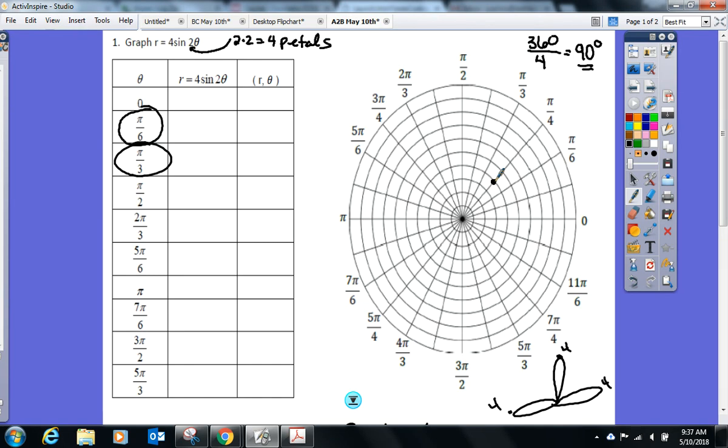What are we typing in here? Pi over 6 is what in degrees if you're in degree mode in your calculator? 30. So either you're plugging in 30 or pi over 6, depending on what mode you're in, into 4 sine 2 times your angle. We all should be getting 3.5 maybe. 3.5? What mode are you in? Okay, so 4 sine, and inside that parenthesis, 2 times 30.